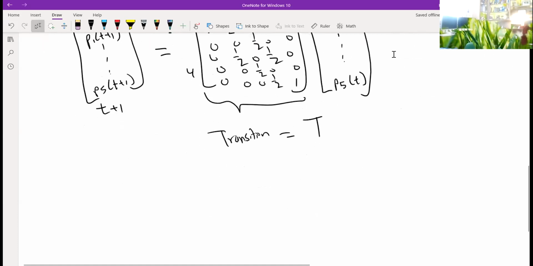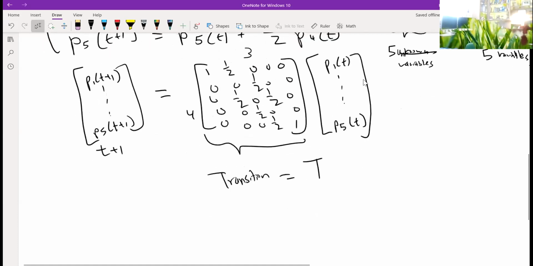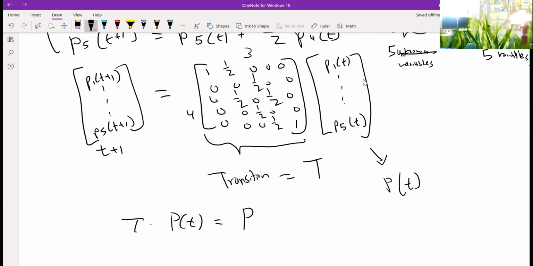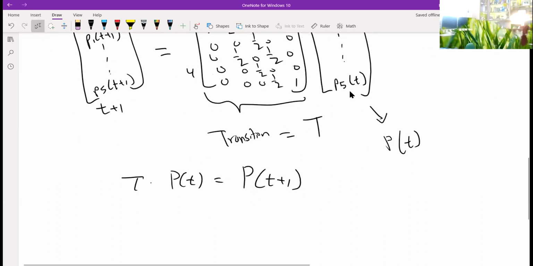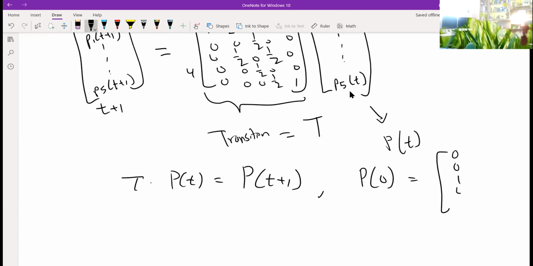So essentially, these matrices are going to be called matrix P at time t. So what's cool is that T times P of time t is equal to P of time t plus 1. And even better, if we know our P0, for example, P0 could be our example problem: the frog is guaranteed to be on lily pad 3. So that'd be like this. It's on lily pad 3.